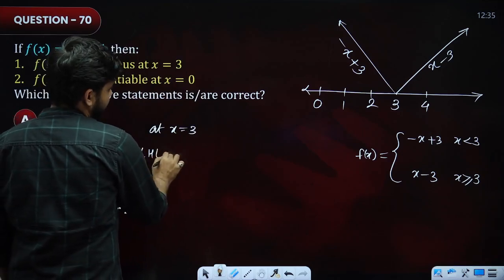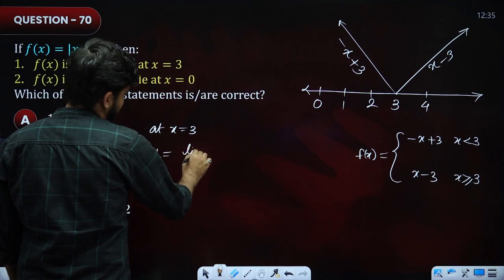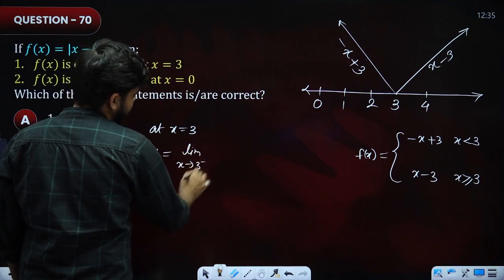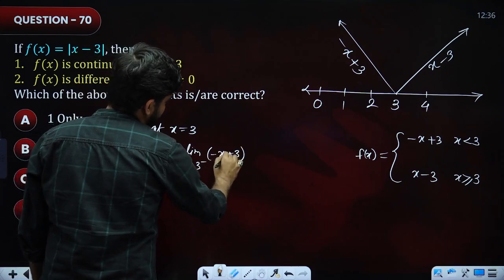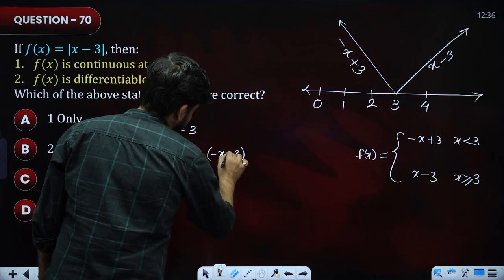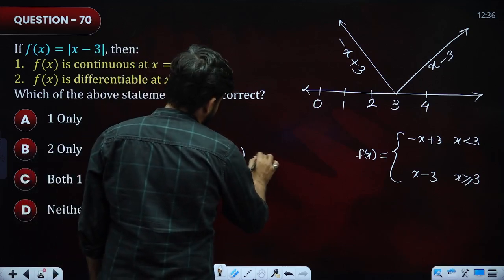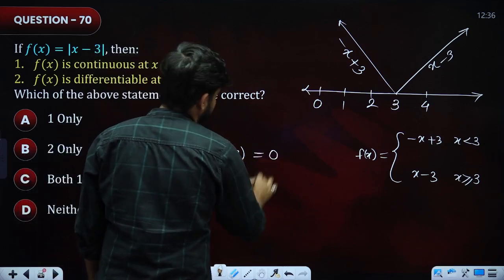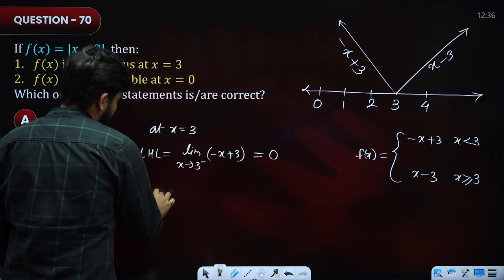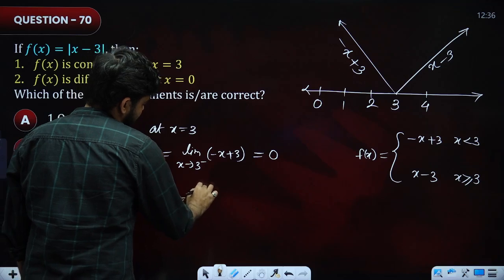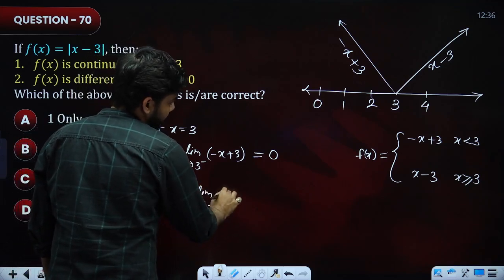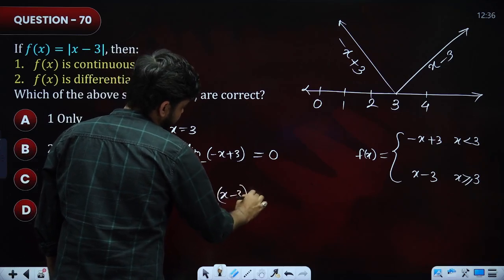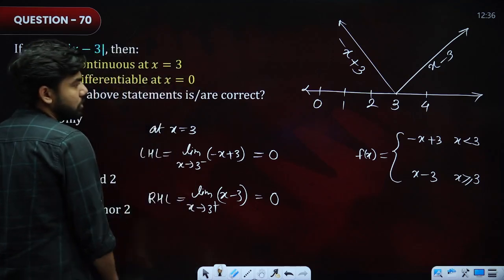if I take the left hand limit, x tends to 3 negative, the left side is minus x plus 3. Yes, this is minus x plus 3. So if I substitute it, this becomes 0. Talk about the right hand limit, x tends to 3 positive. Here we have x minus 3. If I substitute it, it is equal to 0.